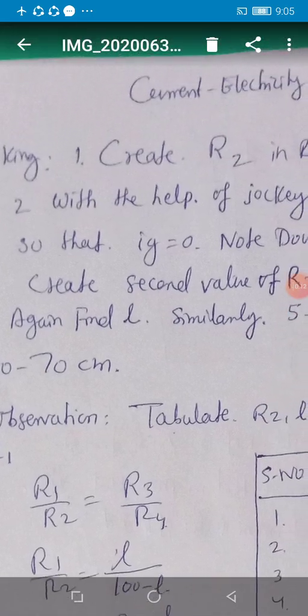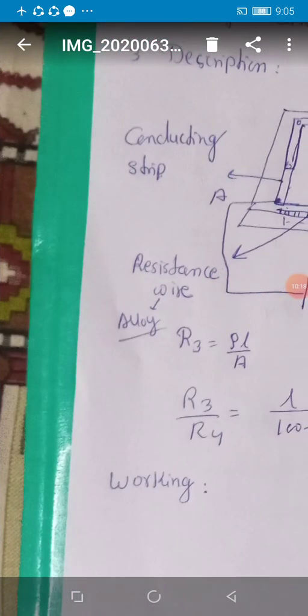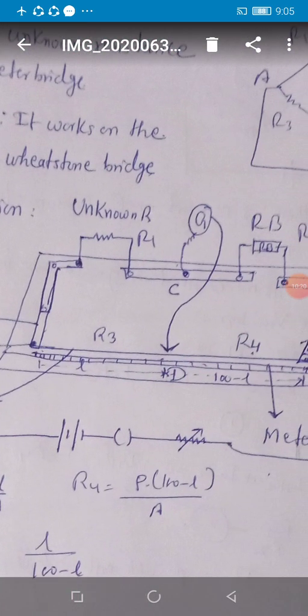See, what I will do is, in place of R1, I will first connect 2 ohm, okay student. I will connect the 2 ohm resistance and I will find the balancing length.